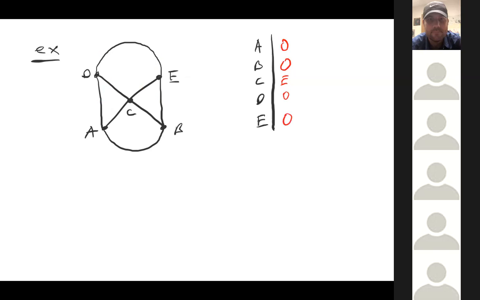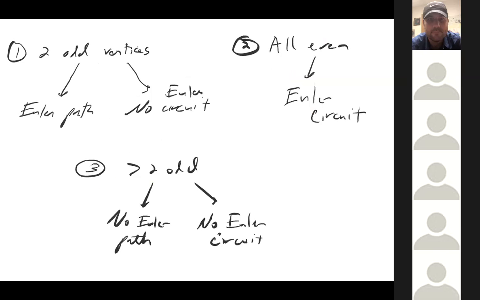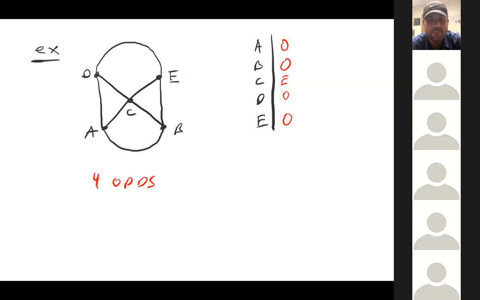Okay, so I have 4 odds. What does 4 odd vertices mean? Well, if you go back to our theorem, if I have greater than 2 odds, I have no Euler path and no Euler circuit. So it should be neither. Okay, this implies neither. Okay, everybody seeing how this kind of works?